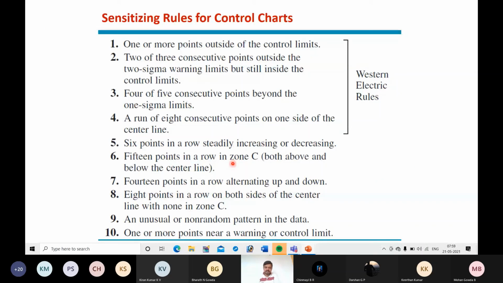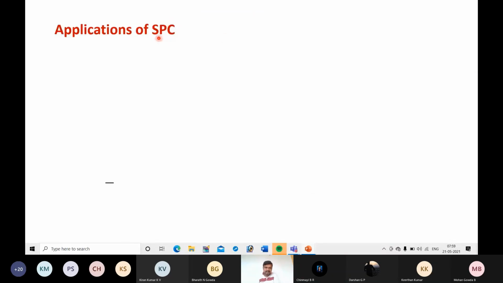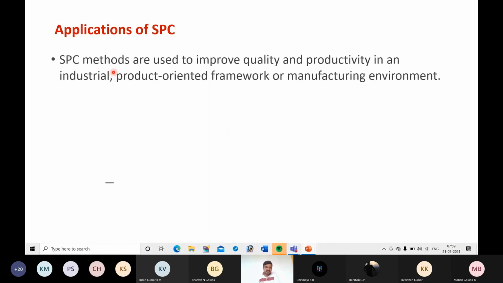Next, applications of statistical process control, where we make use of these things. One is that statistical process control methods are used to improve quality and productivity in an industrial product-oriented framework or manufacturing environment. So these are used in quality control.